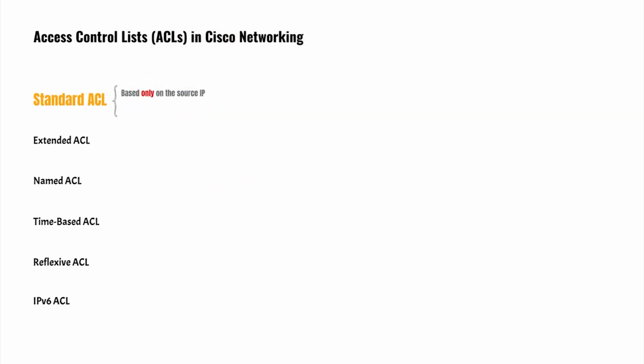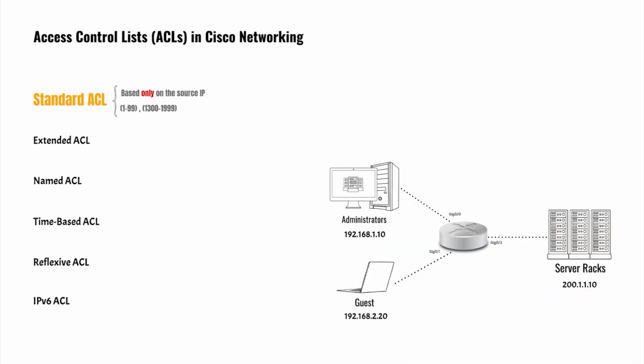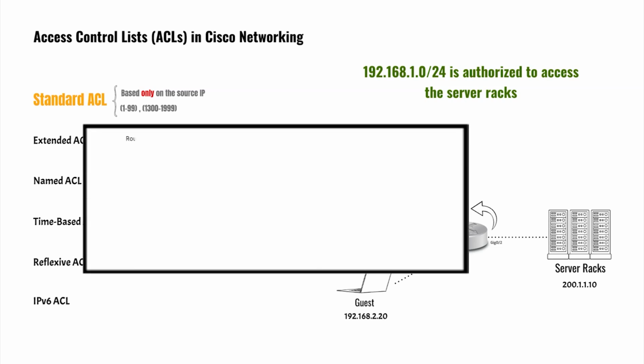Standard ACLs filter traffic based only on the source IP address. They use numbers between 1 to 99 and 1300 to 1999. Imagine a scenario where only network administrators are authorized to access the server racks. To achieve this, a standard ACL is defined and applied on a Cisco router, allowing traffic exclusively from the 192.168.1.0/24 network.